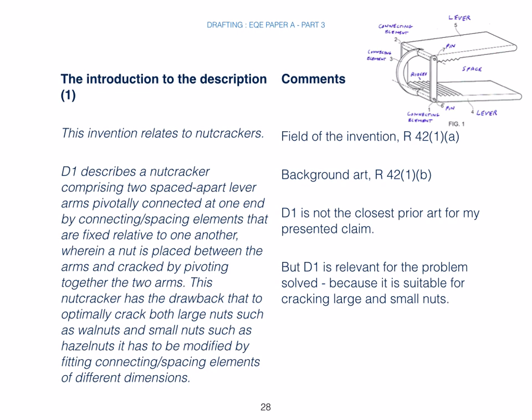So connected at one end by connecting spacing elements that are fixed relative to one another, when a nut is placed between the arms and cracked by pivoting together the two arms. This nutcracker has the drawback that to optimally crack both large nuts such as walnuts and small nuts such as hazelnuts, it has to be modified by fitting connecting spacing elements of different dimensions. Note that D1 is not the closest prior art for my presented claim.